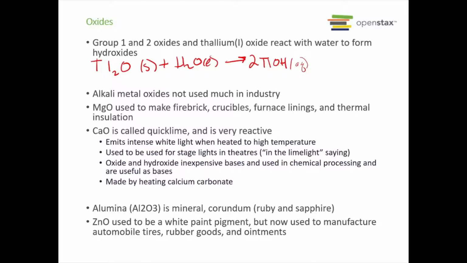The alkali metal oxides are really not used all that much in industry, but magnesium oxide is used to make things like fire brick, crucibles, furnace linings, and thermal insulation. Calcium oxide is also known as quicklime, and it's very reactive. When you heat it to high temperatures, it emits a very, very bright white light, and actually used to be used for stage lights in theaters before we had electricity. So this is where the saying "in the limelight" comes from.